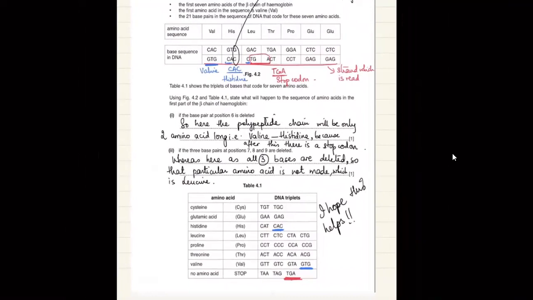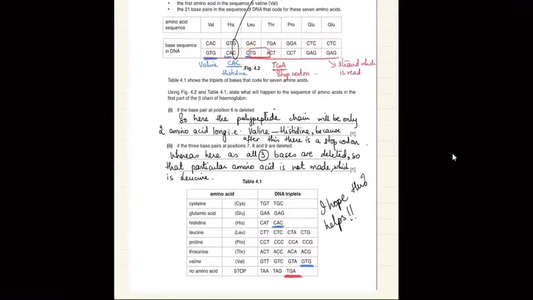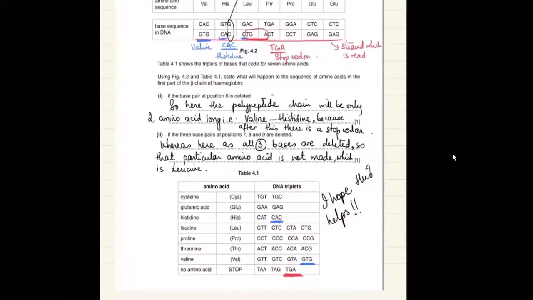बिल्कुल ऐसे जैसे कि आपके पास ये कोड बिल्कुल इंटैक्ट है. The cell will make valine. This code is intact. The cell will make histidine. This is completely removed. The cell will not make leucine. This is there. ACT. What is ACT coding for? Look at the table and tell me. Miss, threonine. Threonine बन जाएगा और उसके आगे जो भी बनना होगा वो बन जाएगा.